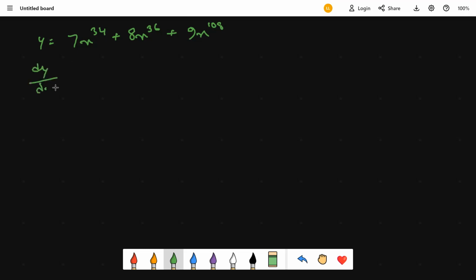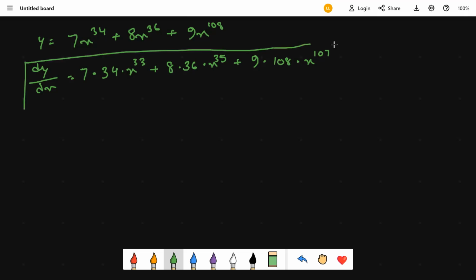If we differentiate it, we simply get what? 7 times 34 times x to the power 34 minus 1, which gives us 33, plus 8 times, sorry, not 8, it's 36 times. The power comes in front, so 36 times x to the power 36 minus 1, which is 35, plus 9 times, it's 108, times x to the power 108 minus 1, which is 107. So that should give us some certain value, and just calculate it and write it by yourself.